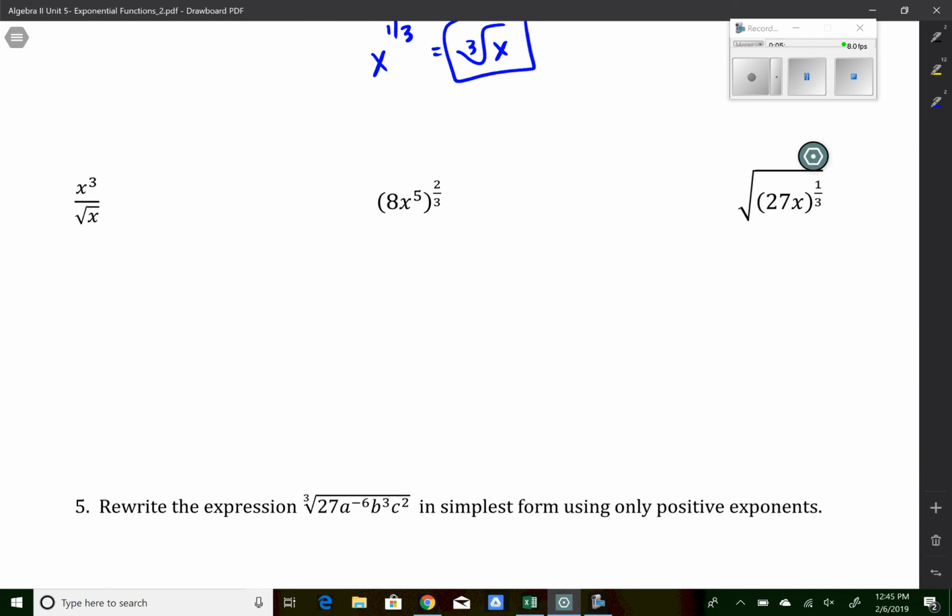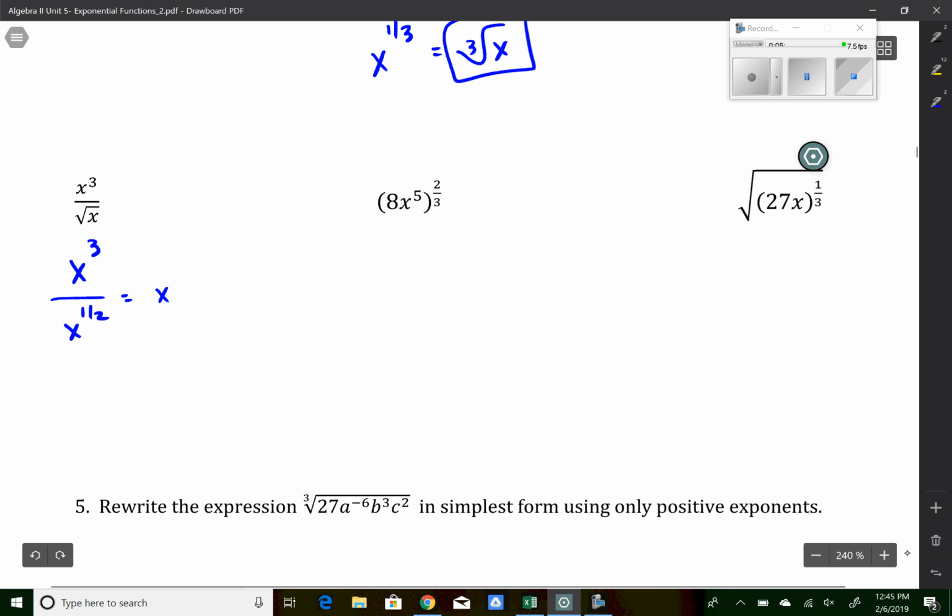For the next one, I could see a square root, so I'm going to change that right away to a fractional exponent of 1/2. Do some subtraction, so this is going to reduce down to x to the 5/2, which is going to become the square root of x to the 5th power, exponent over root.